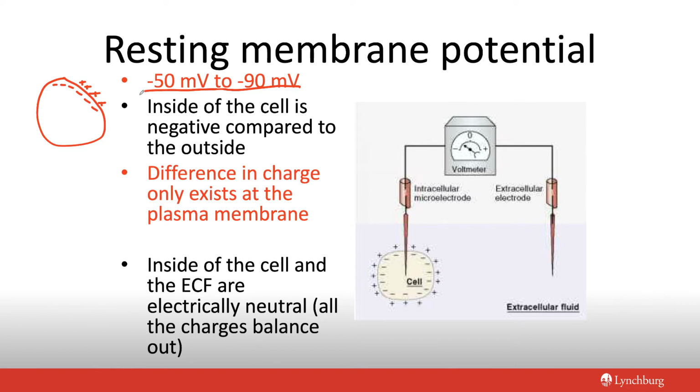Now this difference in charge only exists at the plasma membrane. If you go inside the cell, you're going to see that the charges are neutral. The amount of positively charged ions and negatively charged ions are going to even out. So our electrical charge is going to be neutral inside the cell and neutral outside the cell in the extracellular fluid. So this potential only exists at the plasma membrane.